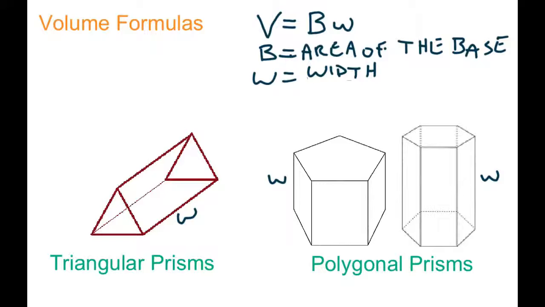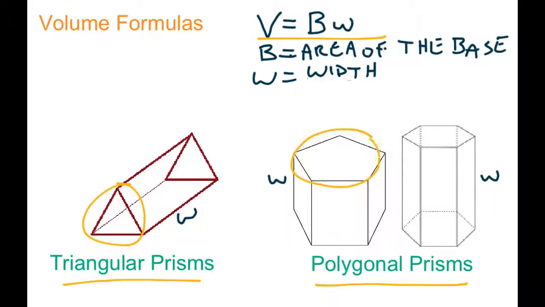If we have a triangular prism or any kind of polygonal prism, like a pentagonal prism, hexagonal prism, anything that's not a rectangular prism, we're going to use this formula right here. Volume equals capital B, which is the area of the base, times the width. So the area of the base in a triangular prism, the base is a triangle, so we would find the area of that triangle. In a polygonal prism, it would be the area of that pentagon or the area of that hexagon. And then the width is the distance between the two bases. Some people call that the height. Our formula sheet calls it width.